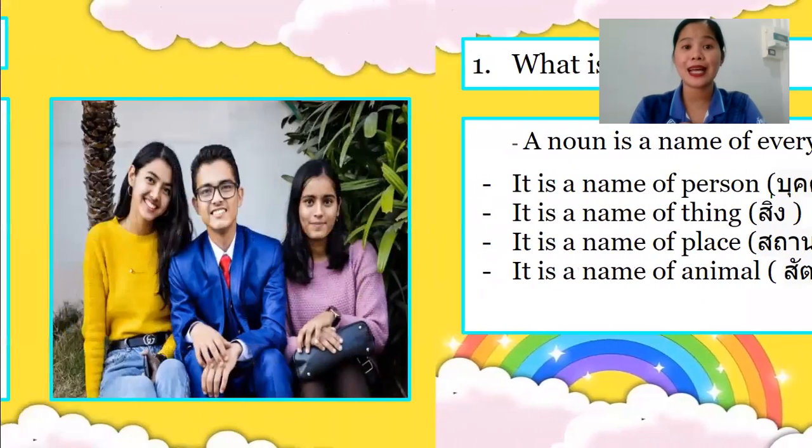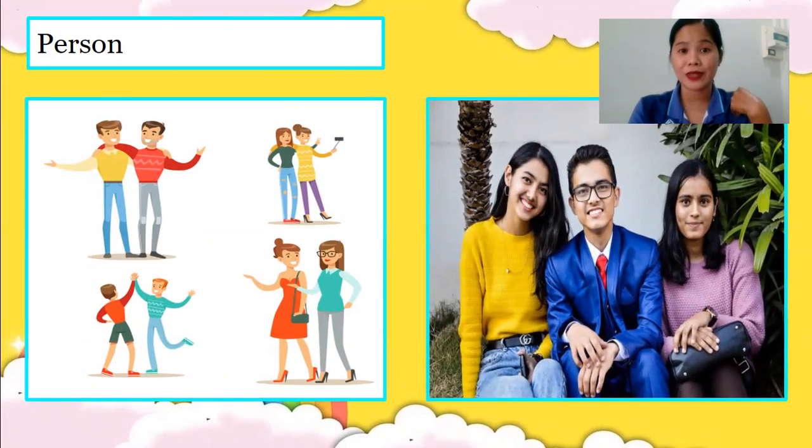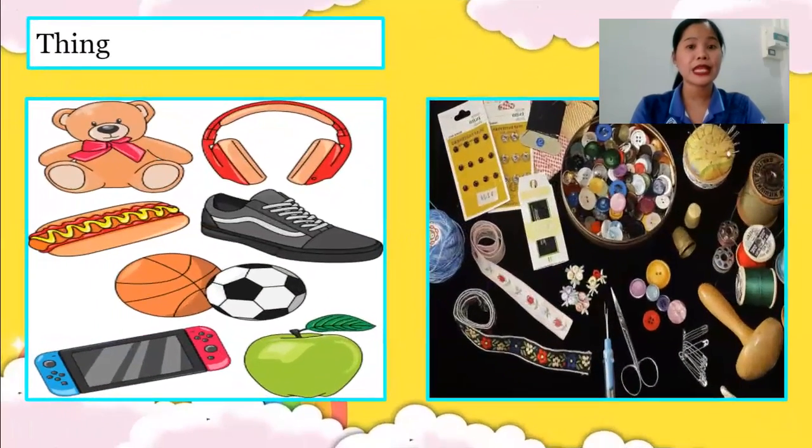So that's how easy noun is. It's very easy to identify what kind of noun it is, or the types of noun. When you can see a person, these are what we call noun. Person, P-E-R-S-O-N. Next, we have thing. Anything, you can have your chair, table, book, notebook, pencil, pen, car, everything around you, your glass or your mask. These are what we call things.